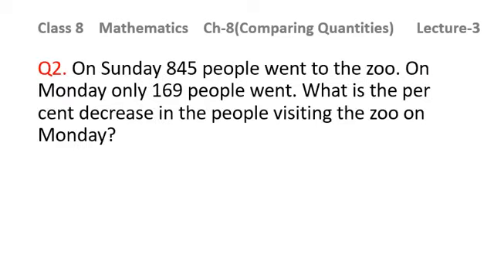So coming to second question, on Sunday 845 people went to the zoo. On Monday only 169 people went. What is the percentage decrease in the people visiting the zoo on Monday? We need to tell the percentage decrease of the people visiting the zoo on Monday, and we have learnt one formula relating to this concept.